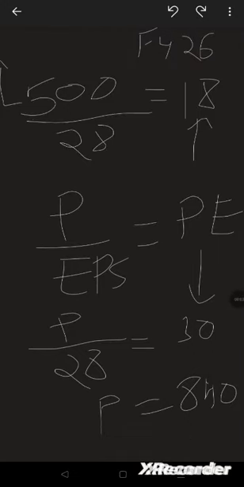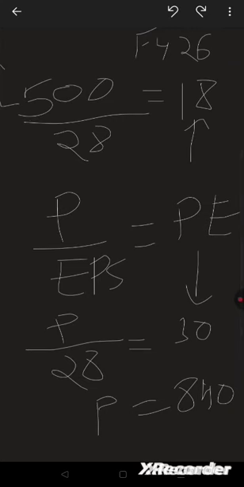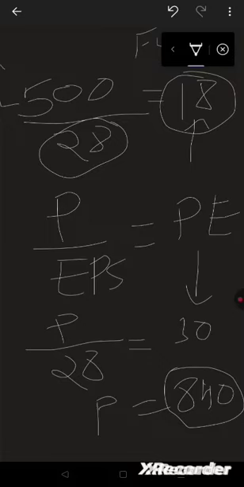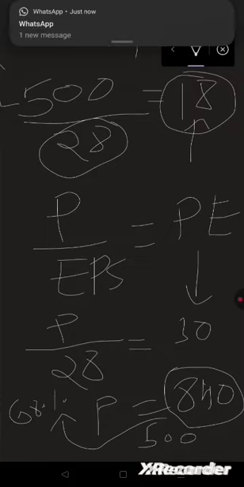Now let's conclude this explanation. My forward PE guidance for next year would be 18, and my forward EPS guidance for financial year 26 would be 28. The potential in this stock is that the price can go up to 840 based on the management guidance on their top line, while the current price is 500. It's simple: a 68% upside is possible for this particular stock.